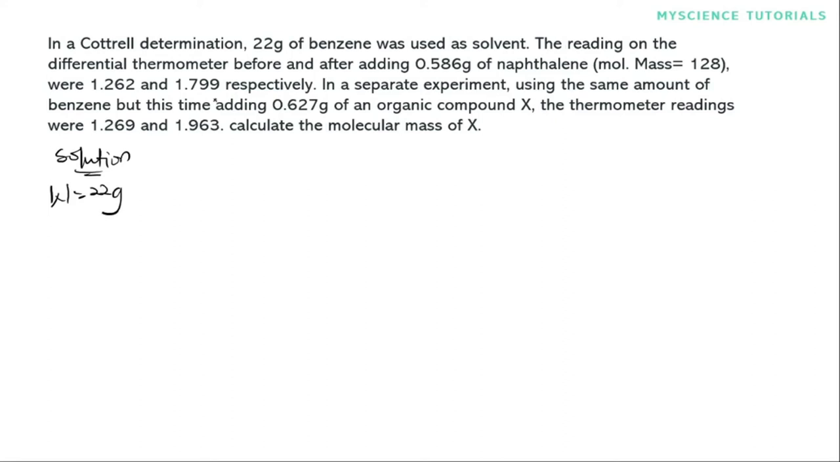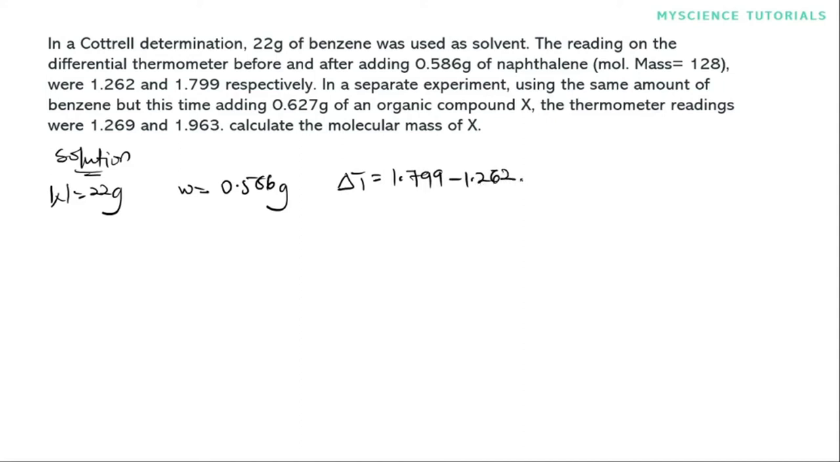Now the reading on the differential thermometer before and after adding 0.586 gram of naphthalene, so it means our mass of the solute is 0.586 of naphthalene. The readings were this and this. So it means our change in temperature, from here straight away, we know it's 1.799 minus 1.262, respectively.